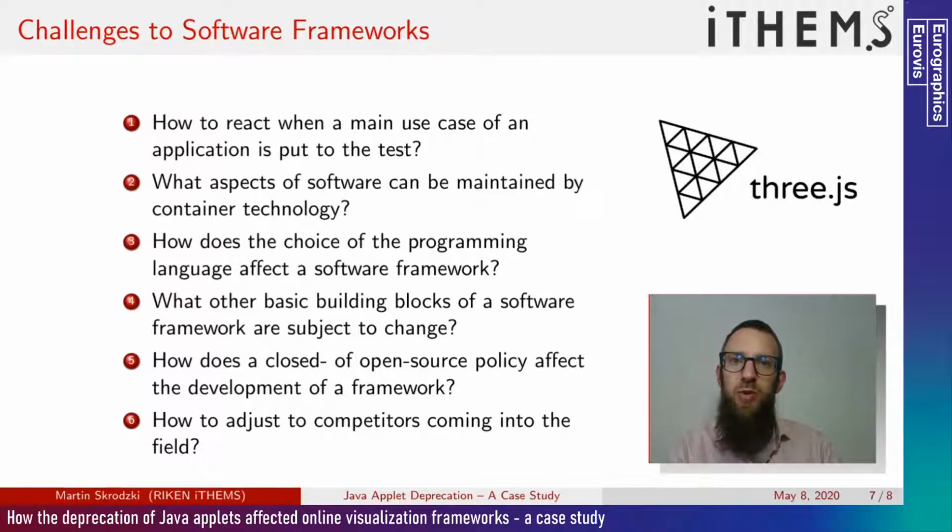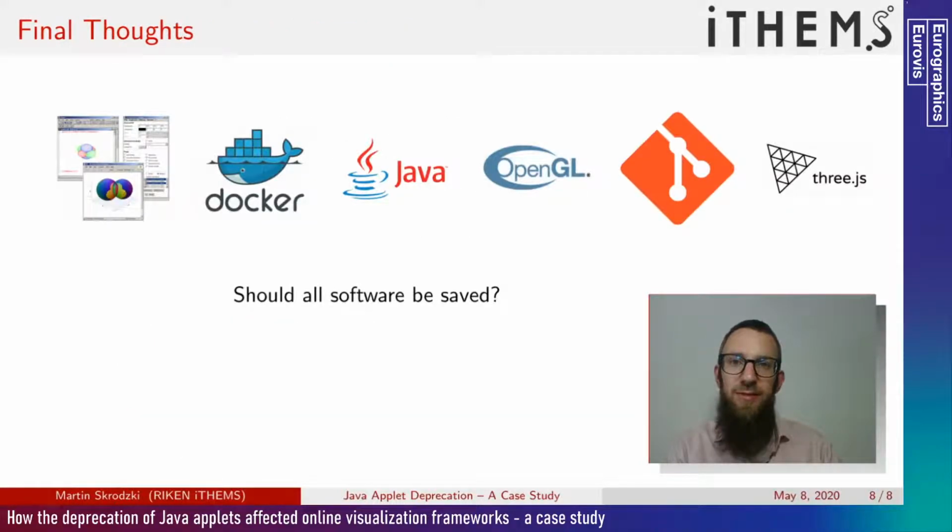Which leads us to our final question. Should all software be saved? The JavaView software framework, discussed here as a case study, shows that a software can be saved if the necessary changes and developmental decisions are made.